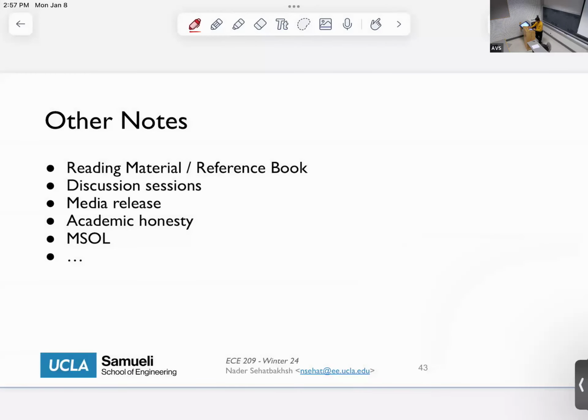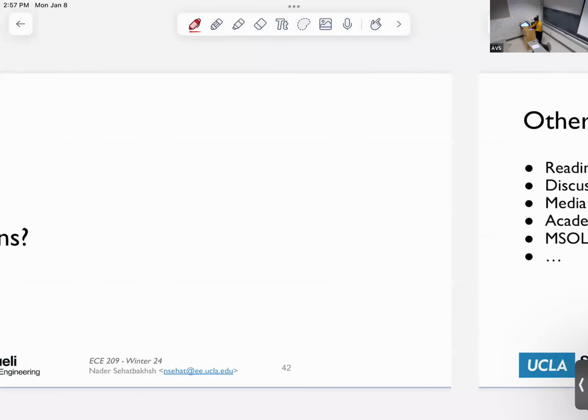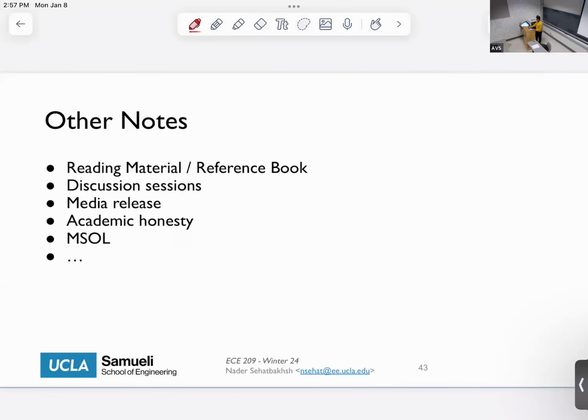All right. So some other quick notes. There won't be any reference book per se that you can use, because we are talking about very different kinds of topics. Discussion sessions, as I said, are not going to be required. There won't be any discussion sessions. There is a TA, but the TA will mainly help me with the projects.